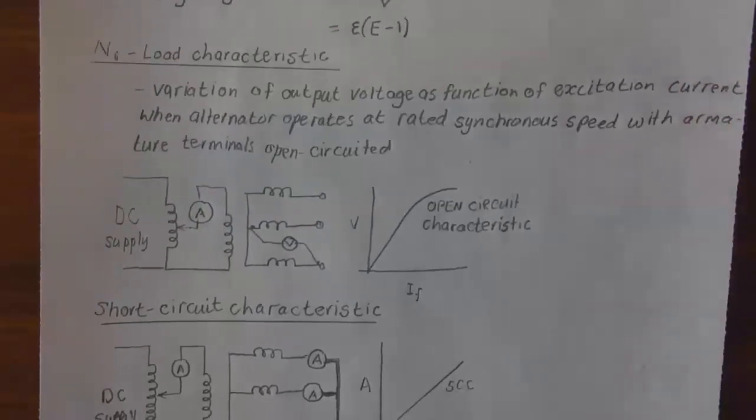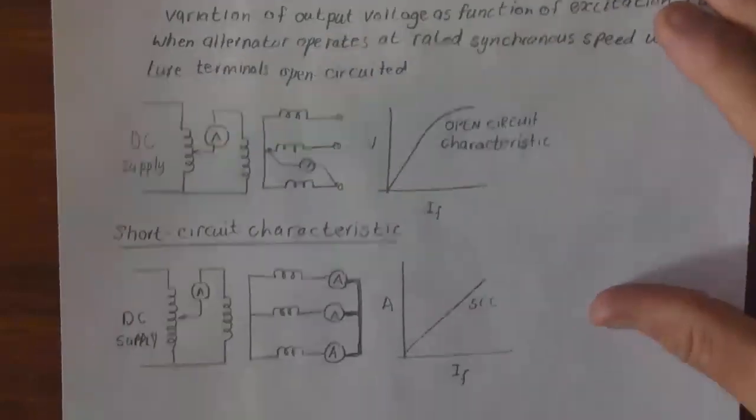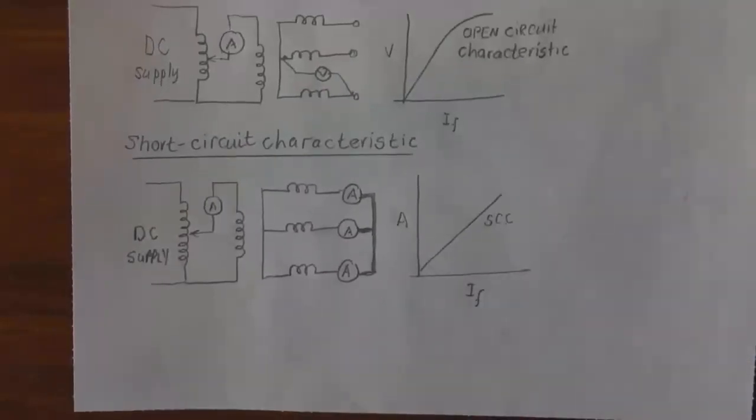Now, if we look at the no-load characteristic, that is the variation of output voltage as a function of the excitation current when the alternator operates at synchronous speed with the armature terminals open circuit. Now, if you measure IF against V, then you get a characteristic curve like that. Then the short circuit characteristic, that is where we have short circuit at the output terminals, and we change the excitation, and with that we get a straight line curve.